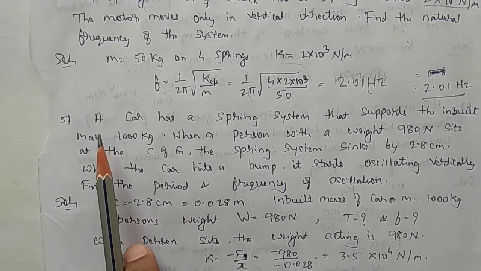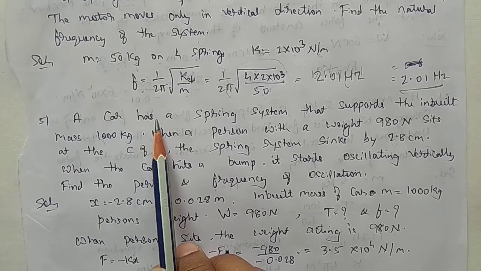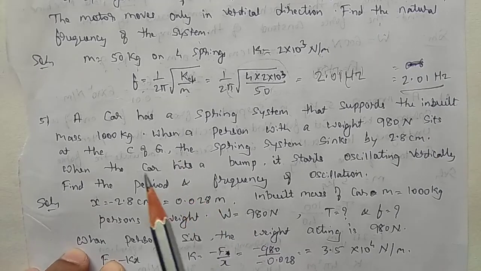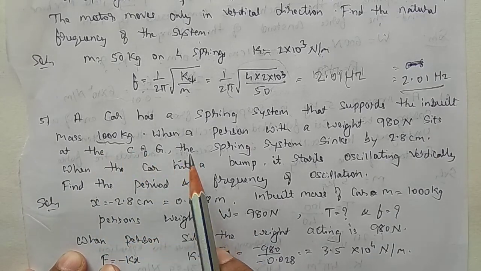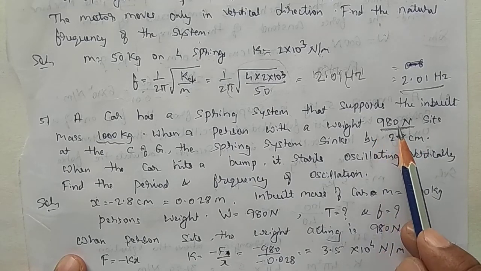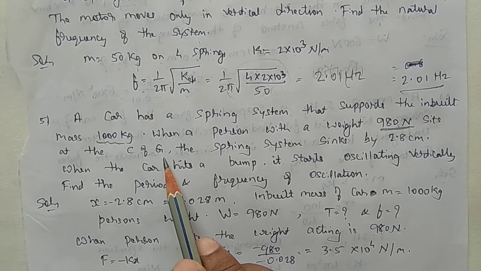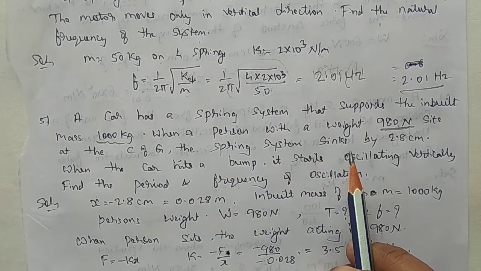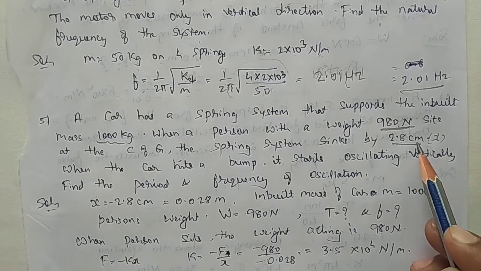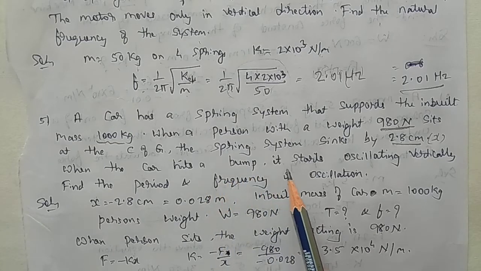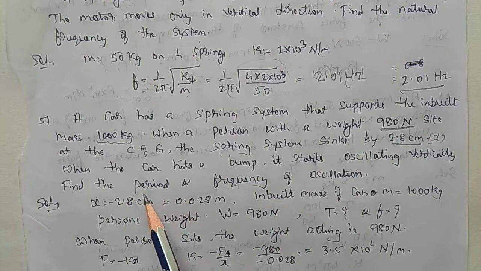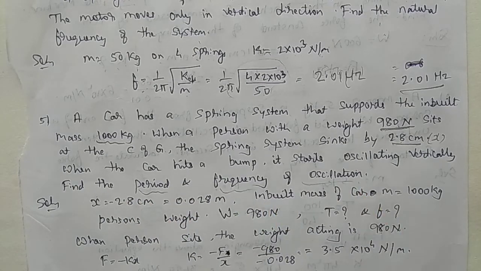The next numerical. A car has a spring system that supports the inbuilt mass. The total mass of the car is 1000 kg. When a person weighing 980 Newton sits at the center of gravity of the car, the spring sinks by a distance of 2.8 centimeter, that is distance x. When the car hits a bump, it starts oscillating vertically. Find the period, the time and the frequency of oscillation.